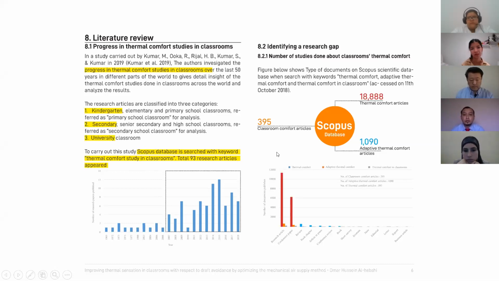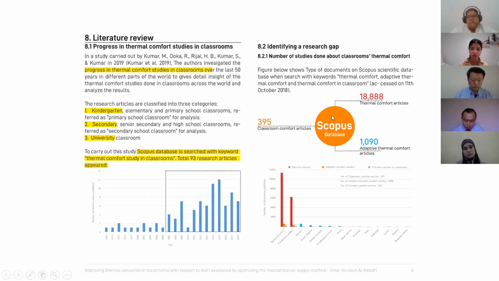Here we conducted research in the Scopus database for 3 keywords: thermal comfort, classroom thermal comfort, and adaptive thermal comfort. As we can see here, there are only 395 articles about thermal comfort in classrooms. This shows a lack of research studies in this field in the previous 10 years. Here we have some standards our evaluation will be based on, such as ASHRAE 55 standard and ISO 7730, in addition to some previously carried out research in similar conditions.